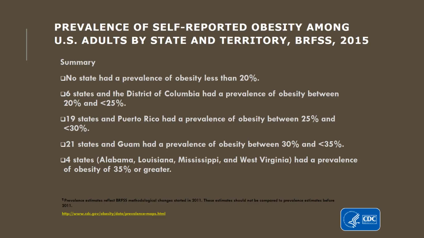So to summarize the most recent BRFSS data on obesity in the United States, no state had a prevalence less than 20%. 6 states, and then DC as well, had a prevalence somewhere between 20 and 25%. 19 states, as well as Puerto Rico, had a prevalence of obesity between 25 and 30%. 21 states and Guam had a prevalence between 30 and 35%, and then 4 states that we mentioned previously had a prevalence of obesity of 35% or more.